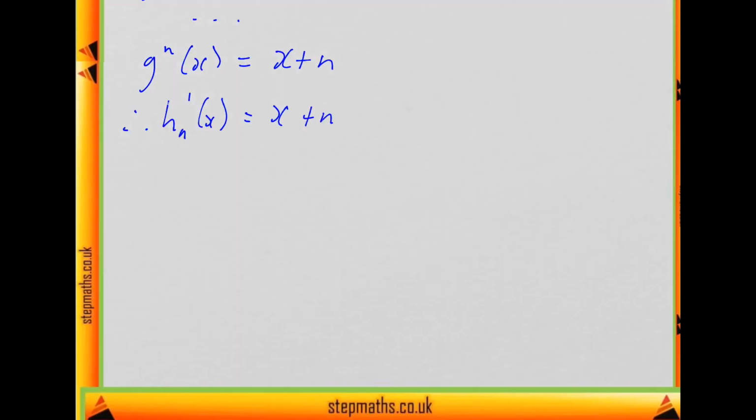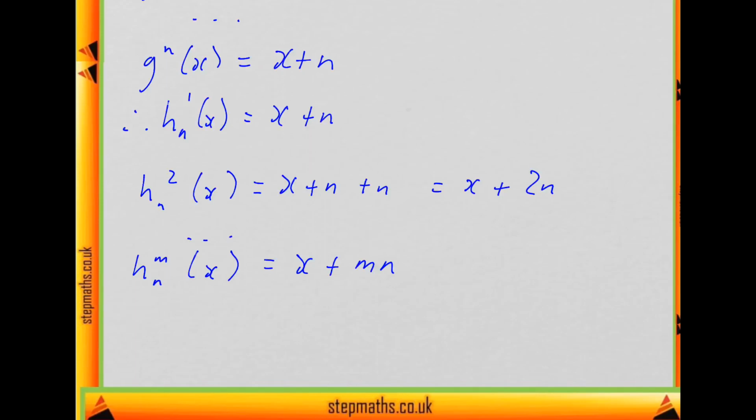Okay, so now let's think about what happens if we apply this multiple times. What happens if we apply this again? That means we now take this and we apply hn to it, so we're just adding n to this. So we're getting x+n plus n, and that's going to be x+2n. And then if we applied it 3 times, what happens? We just apply hn to this, so we get x+3n, and you can see what's going to happen again. So if we apply hn m times, that means we're just adding n m times, so we're doing x plus m times n, m lots of n.